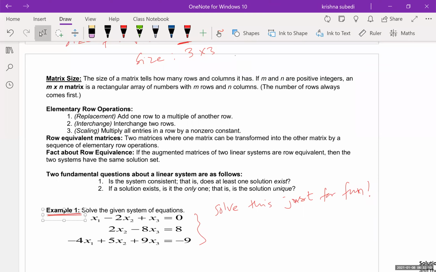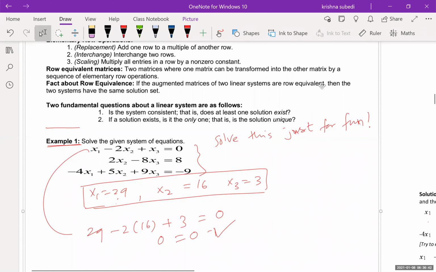Right, so thank you for giving me the answer here. So your answer is x1 is 29, x2 is 16, x3 is 3. And you can check your answers by plugging in the values in any one of these equations. And we notice that we got a true result, 0 equals 0. So that means this answer must be correct.